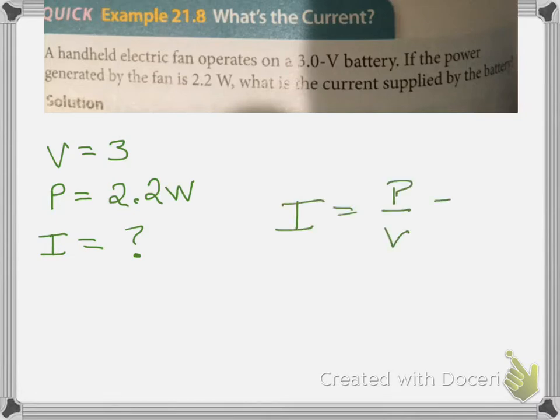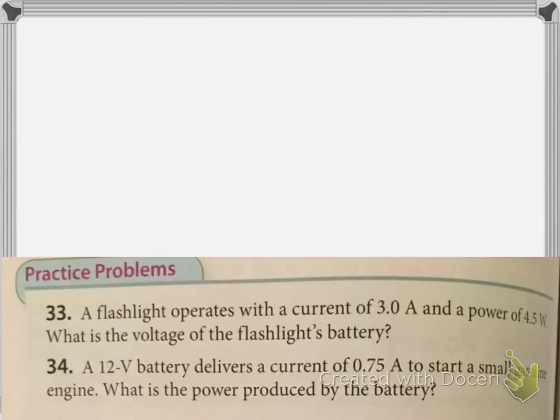So I will simply need to take 2.2 divided by 3. So dividing that gives us a current of 0.73 amps. All right, next example. This one's on the same page, number 33.